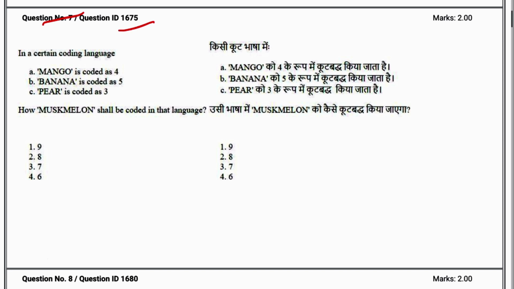Next is 75. In a certain coding language, mango is 4. So you have 1, 2, 3, 4, 5. So 5 is 4, then 6 is 5, then 4 is 3, then 1, 2, 3, 4, 5, 6, 7, 8, 9. So 9 will be 8. So 2 is the answer. Very easy question.